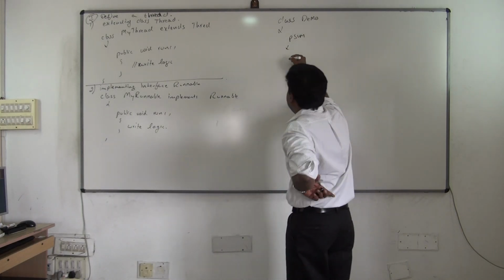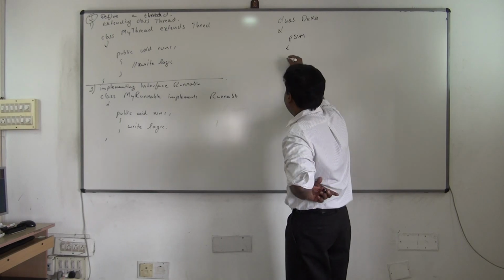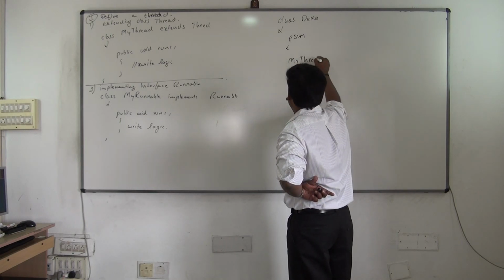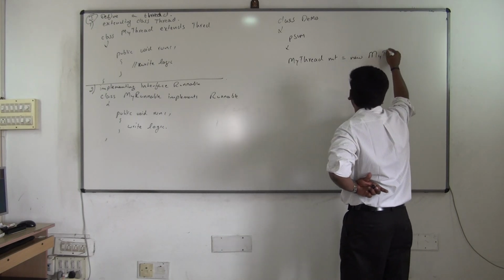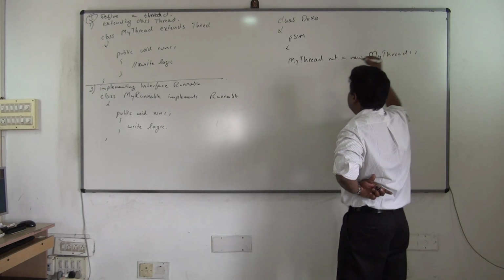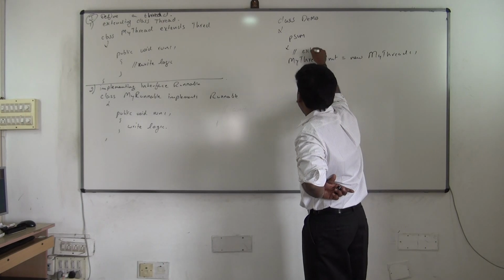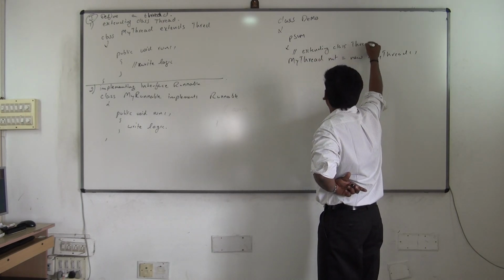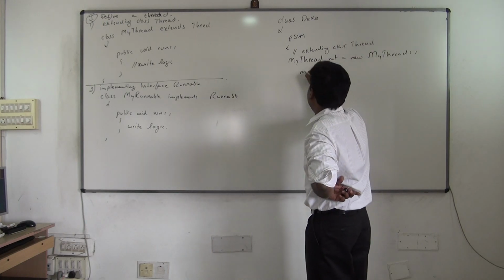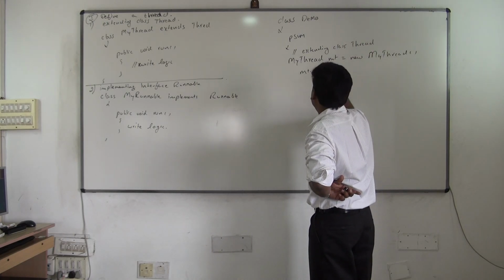How will you create the object now? See, if you are extending that one, so I can write MyThread mt is equal to new MyThread. So this is one option. So this will happen when you are extending class Thread. Okay, and then you'll say mt dot start. You have to call the start method.